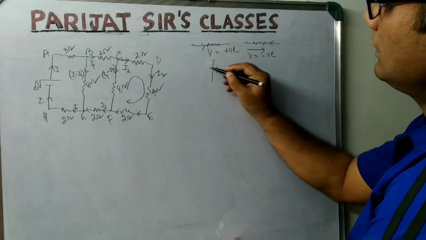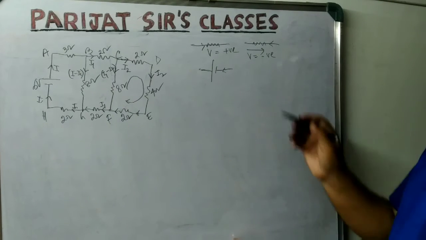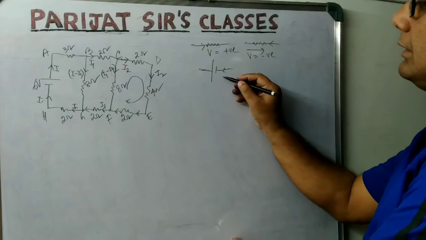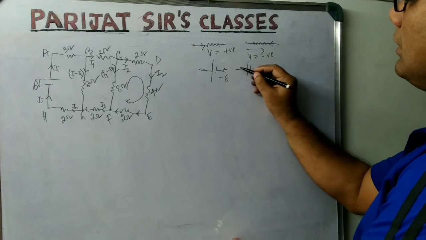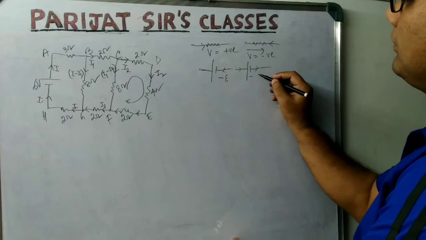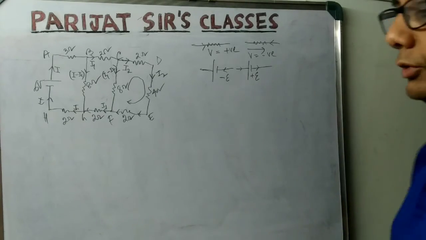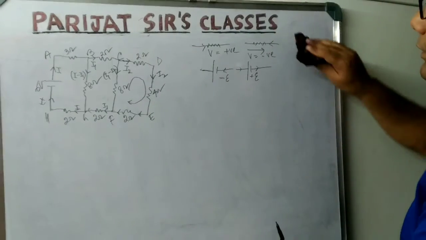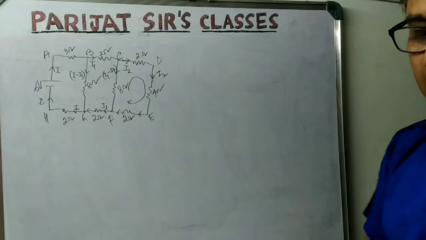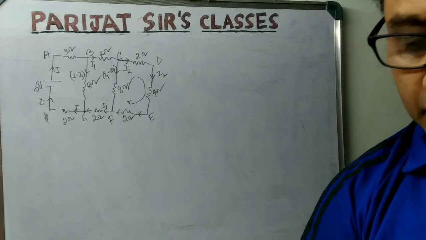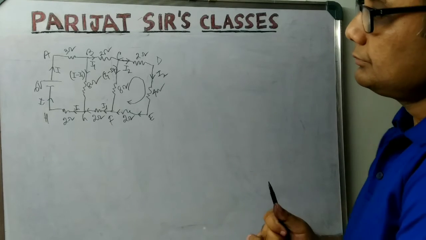If you are going in a cell from negative to positive, it is taken as minus. And if you are going from the positive to the negative, it is taken as plus. So this is the concept which is there in the chapter, and let's see how we can use it. Okay. So let's find out.